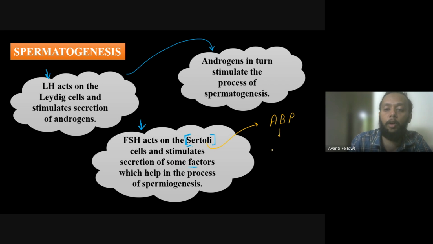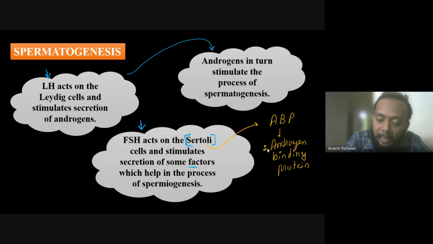which stands for androgen binding protein. So that is something coming from the Sertoli cell, and this ABP actually helps in the process of spermiogenesis.